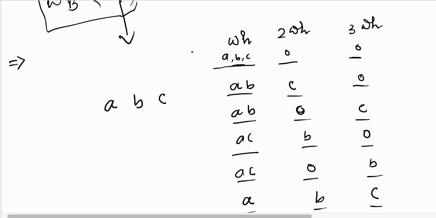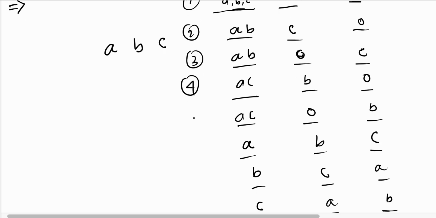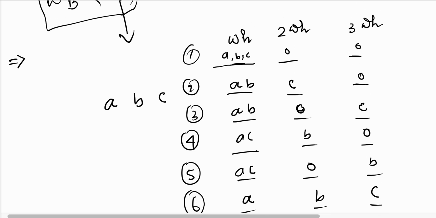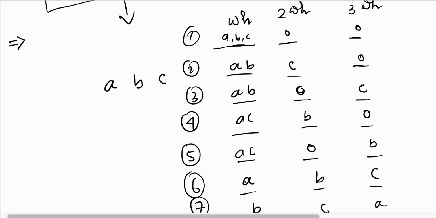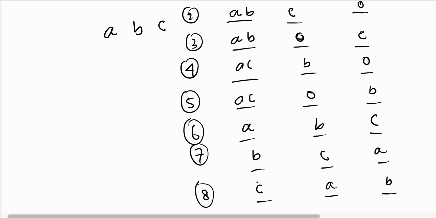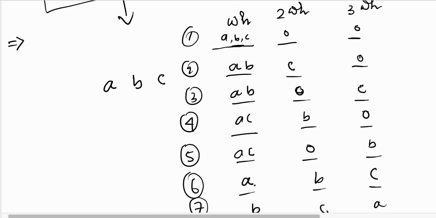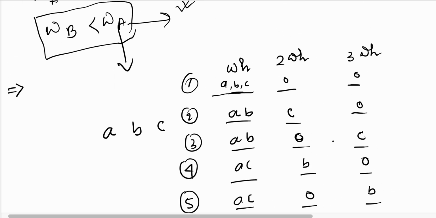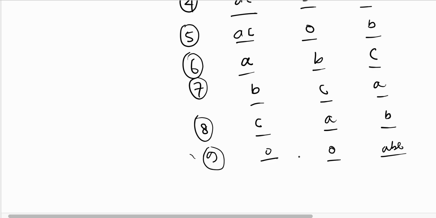So that many ways we can put them. Then what is the number? 1, 2, 3, 4, 5, 6, 7, 8, and there will be another way I can put it, with 0 0. So many ways I can put them in there. I showed you 9 possible ways.